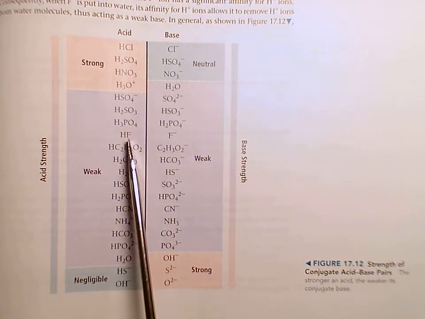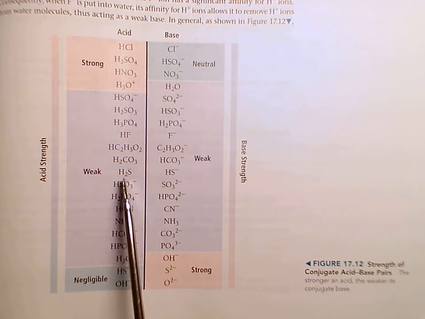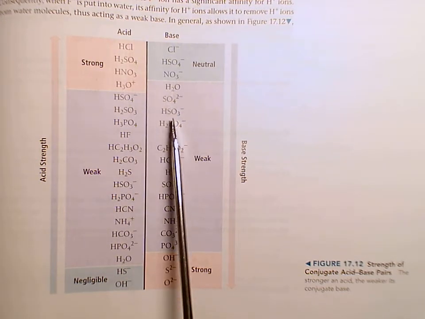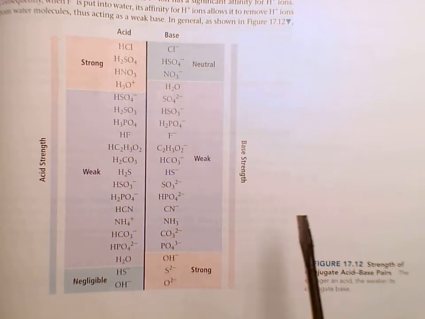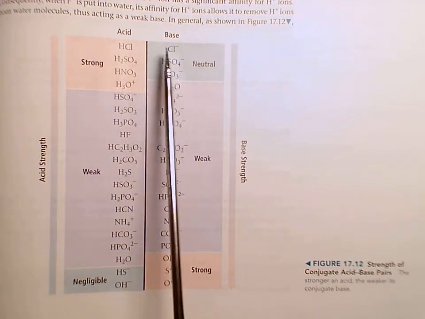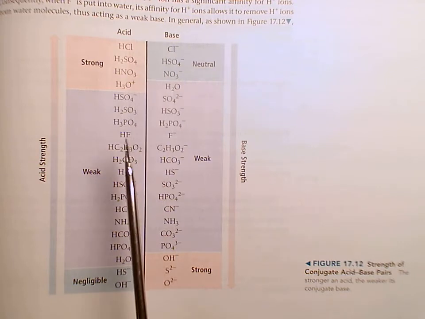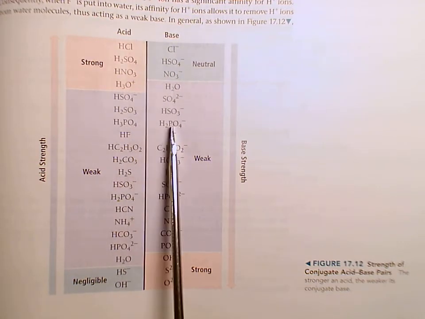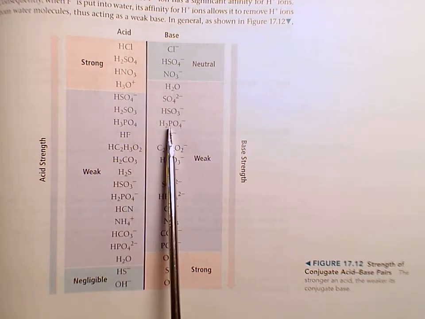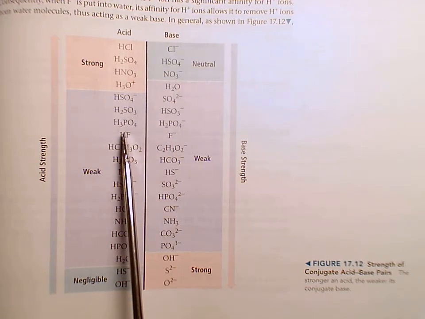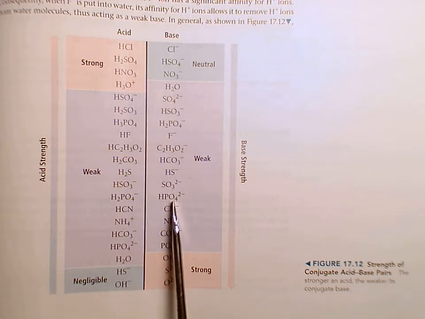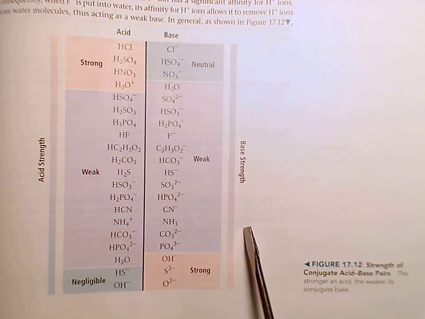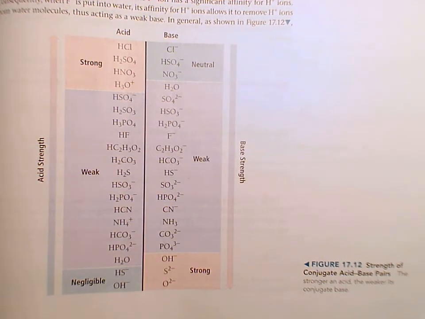As we went down, these acids got weaker and weaker and weaker. Note, the conjugate bases get stronger and stronger and stronger. So, the conjugate base of a strong acid is neutral. The conjugate base of a weak acid is a weak base. But the weaker the acid, the stronger its conjugate base. Base strength is increasing as we go down the table.